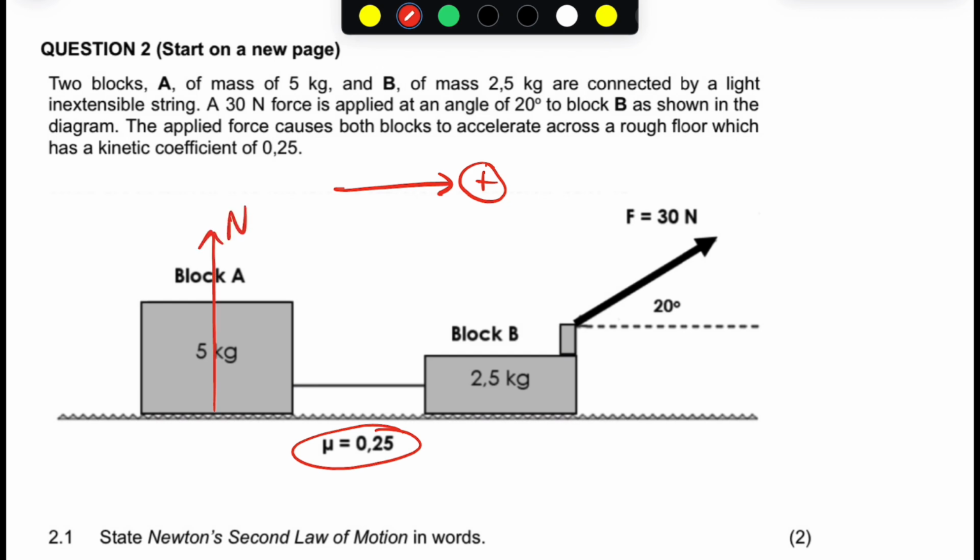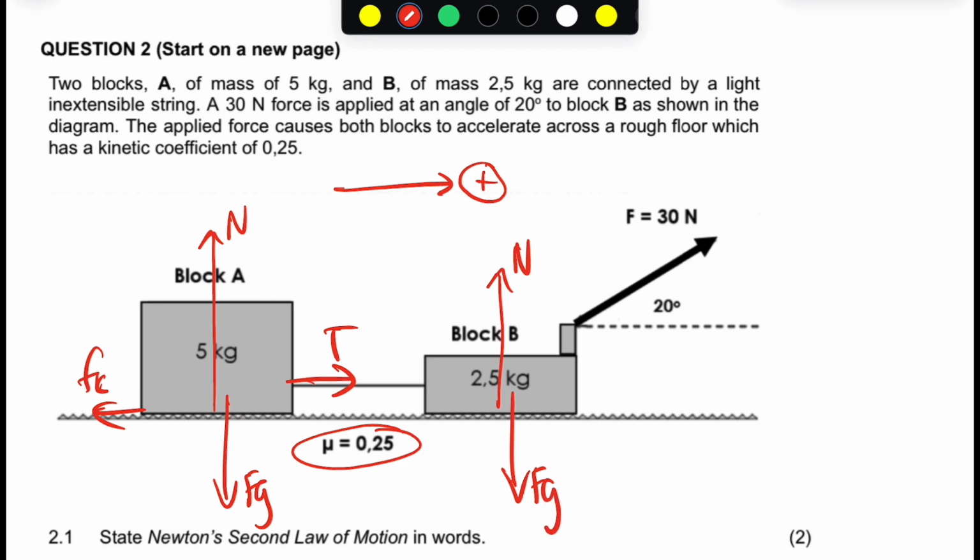Guys, let's look at the forces there. We have a normal force, we have a gravitational force, we have a friction, the Fk, and we have a tension there. In this one, we have a normal force, a gravitational force, a tension, a friction, and a force applied. Of course, in that force applied, there's an Fx and an Fy. There are components there. Very important.